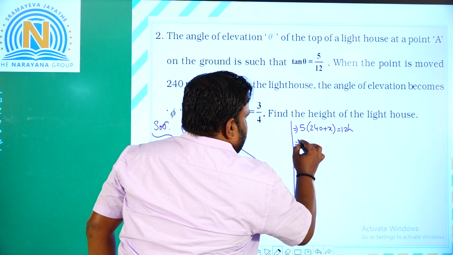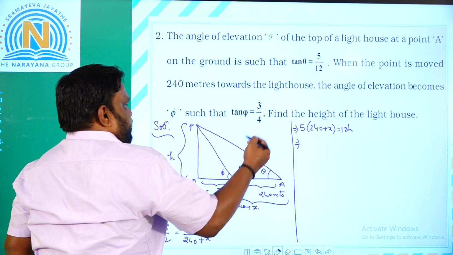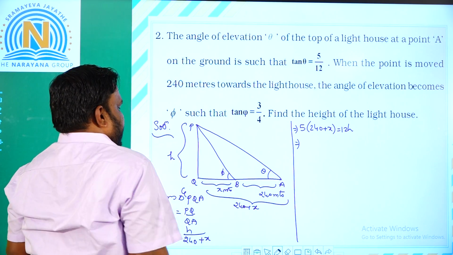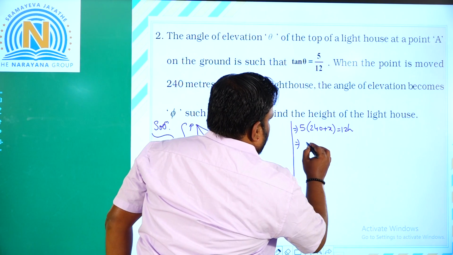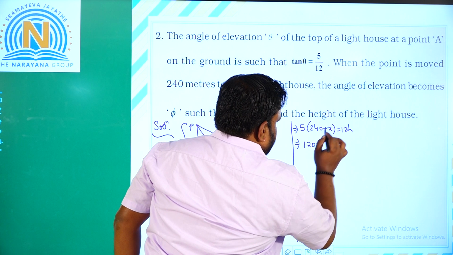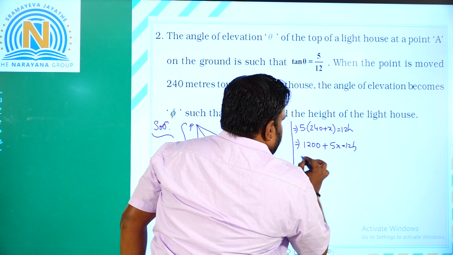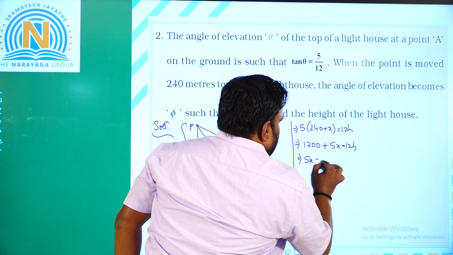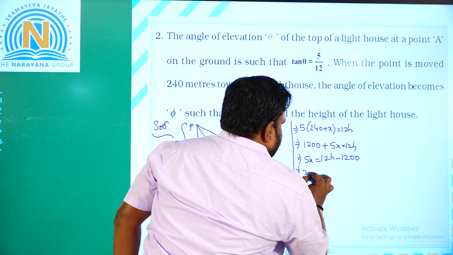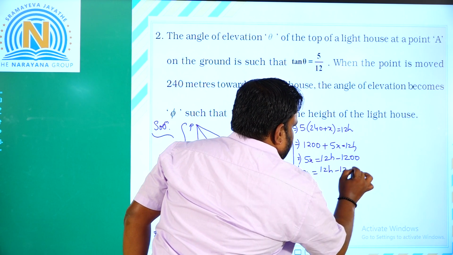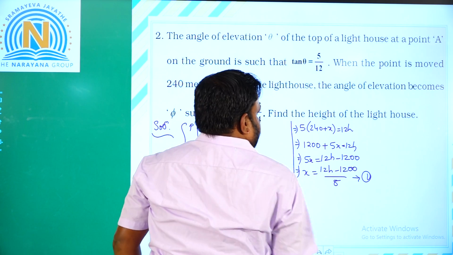So from here, 5 into 240 plus x, you just simplify and keep it there. Or just from this, let us find out the value of x, and we will equate. From that we will get the value of h directly. So it will be 5 into 240, 1200 plus 5x is equal to 12h. From here, 5x is equal to 12h minus 1200. So x is equal to (12h minus 1200) by 5. Name this as equation 1.